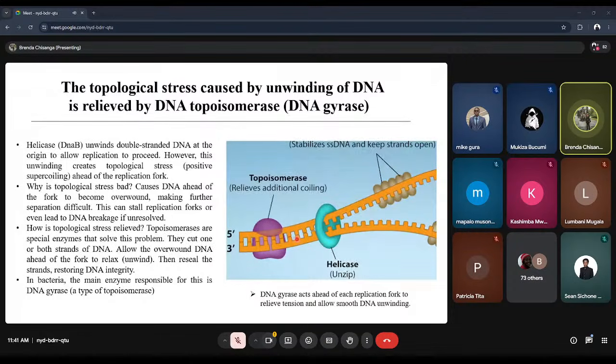As it continues unwinding, we need to relax this DNA. To relax it, these guys come in to relieve that strain. And sometimes relieving that strain even requires cutting, unwinding a little bit and then making it back, like sealing it again. In bacteria, the ones that come in to relieve this topological stress that is caused by the unwinding of the helicase are referred to as DNA gyrase.